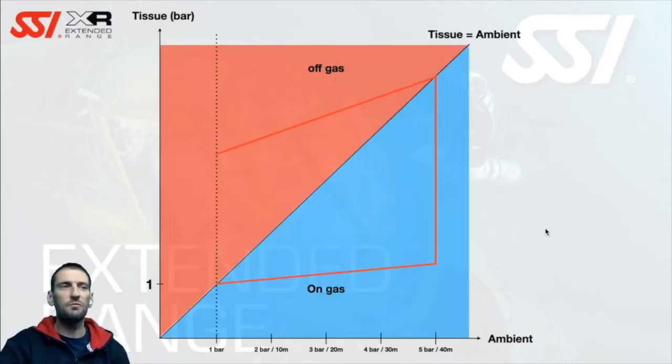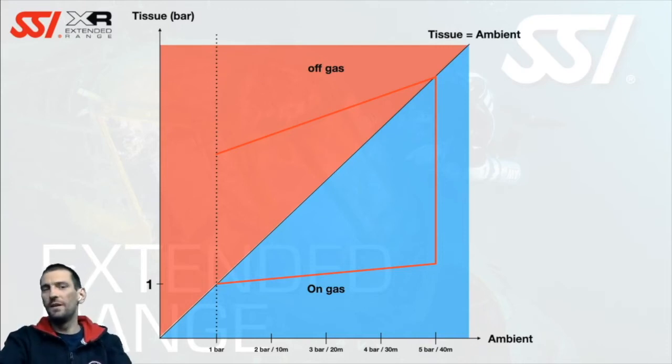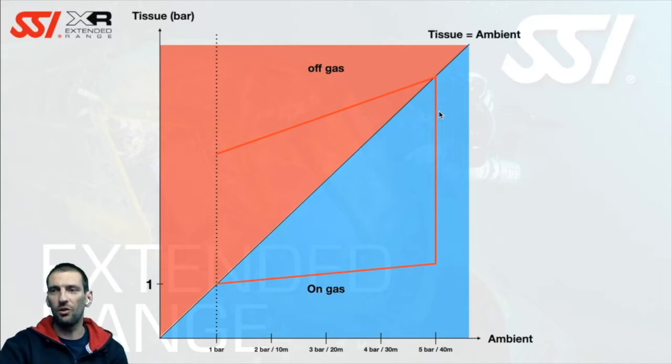Great. So if we summarize this, we can divide our graph clearly into two phases. The red one is the off-gassing part, and the blue one is the on-gassing part. Whenever we are on the blue part, we will be on-gassing, because mathematically, every time we are on the blue part, the ambient pressure is always higher than the pressure in the tissue. So the gas is traveling into our body. And whenever we cross the equilibrium line and go into the red zone, we can call it the decompression zone. This is where we are actually decompressing, off-gassing, because wherever we are on this red part of the graph, the pressure in our tissue is higher than the ambient pressure. So this is very important for us to understand. Now, this is our off-gassing zone, and this is our on-gassing zone.